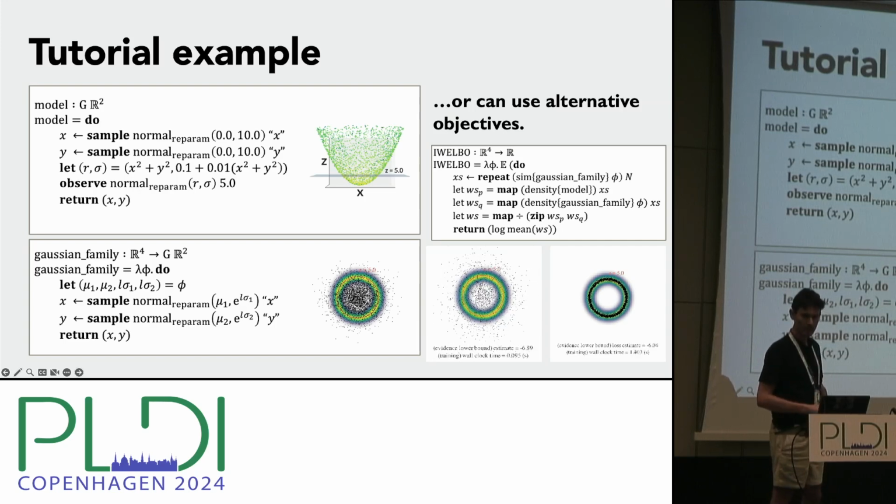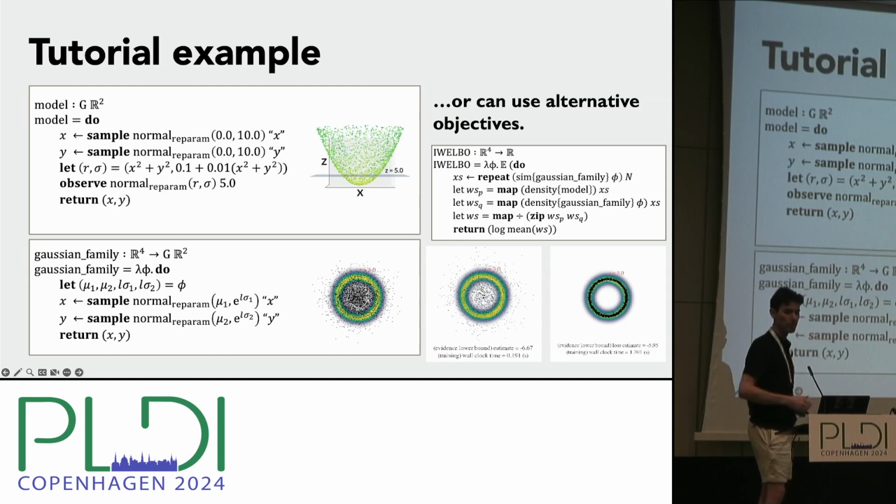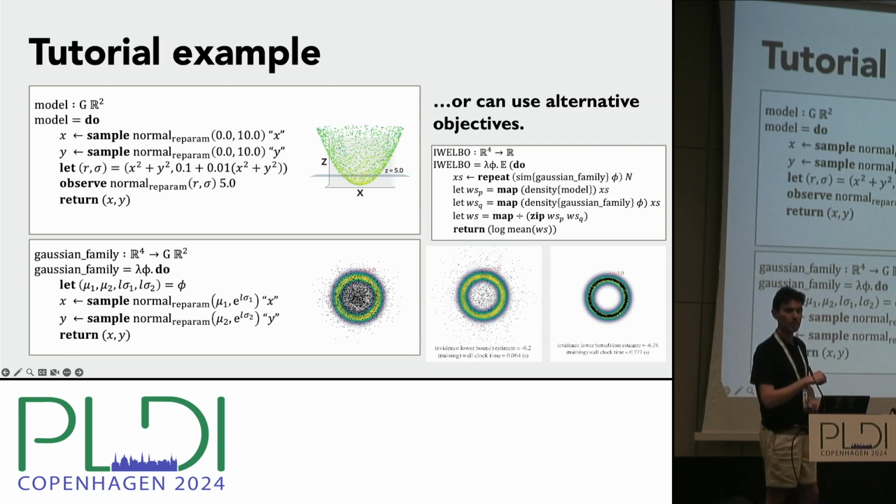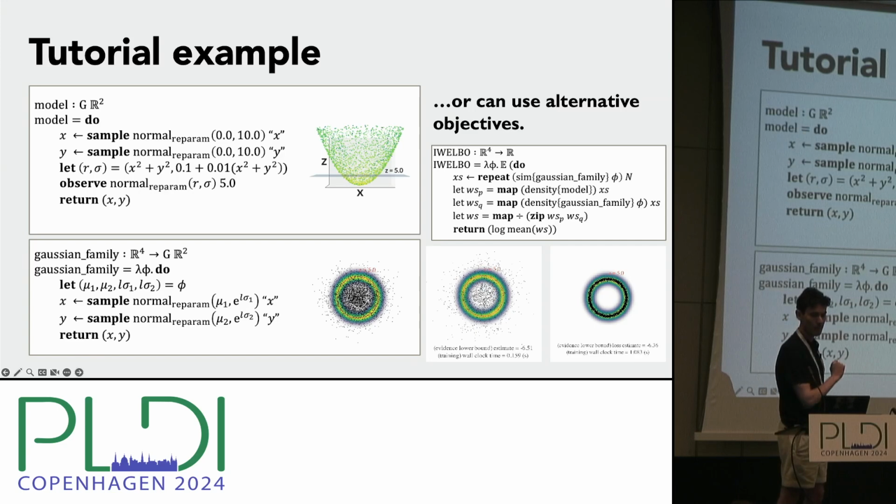One way of understanding this objective is that it optimizes the variational family to be a good proposal distribution for importance sampling. And indeed, on the lower right-hand side, I'm showing the results of importance sampling with the learned proposal from the left-hand animation.